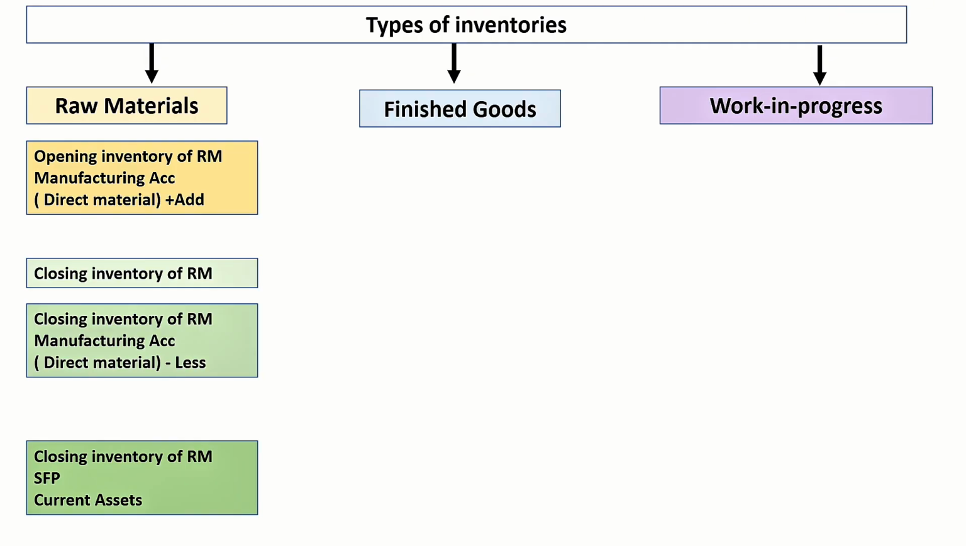Secondly, closing inventory of raw materials. Closing inventory of raw materials once again is transferred to manufacturing account. It's deducted under the section of direct material. Furthermore, the closing inventory of raw materials is transferred to statement of financial position under the section of current assets.